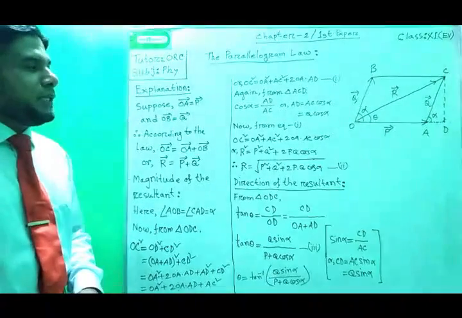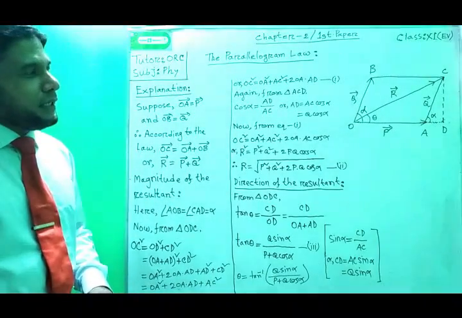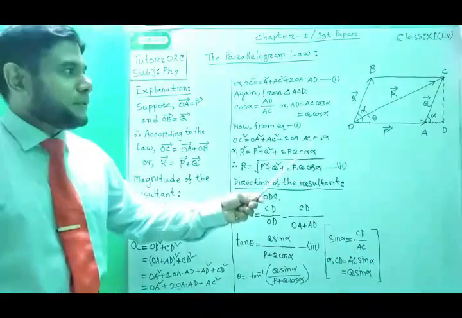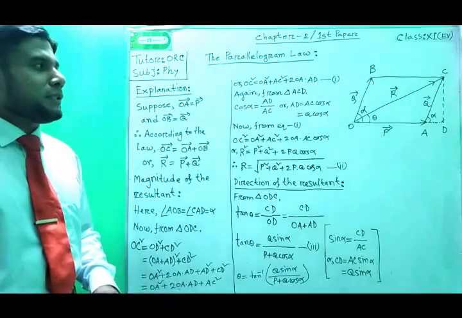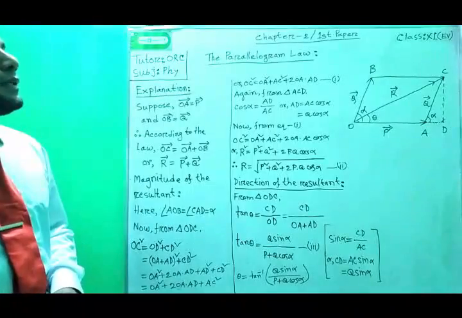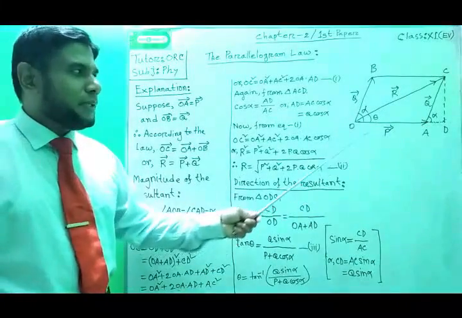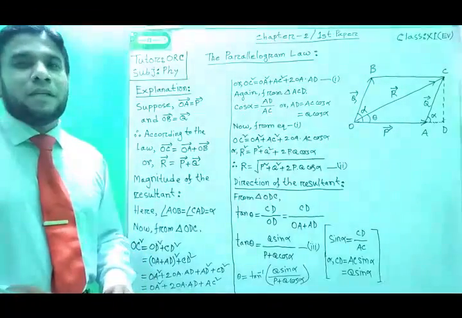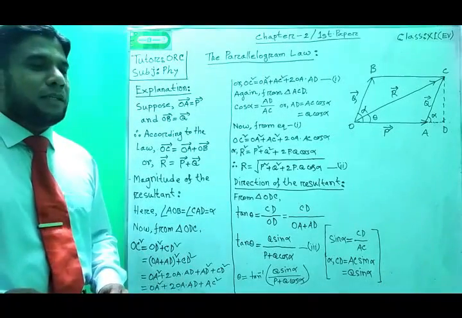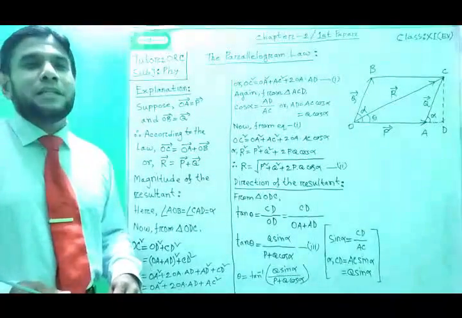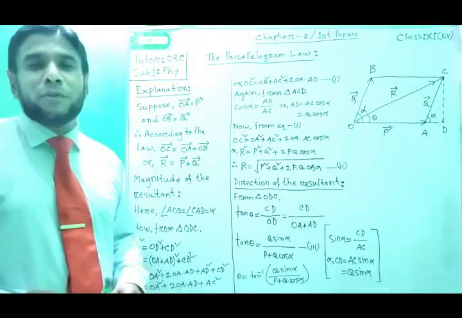Now we'll see here how we can find out the resultant of vector P and vector Q, both in magnitude and direction. Again, let us remember, according to the parallelogram law, two similar vectors. Some student may question this: sir, what is the meaning of two similar vectors?